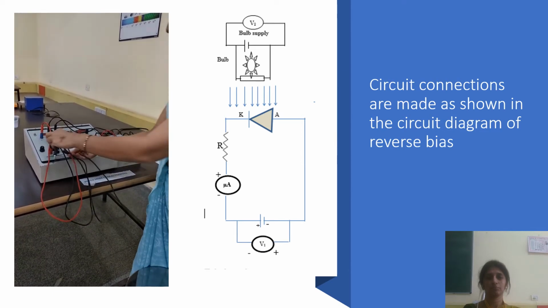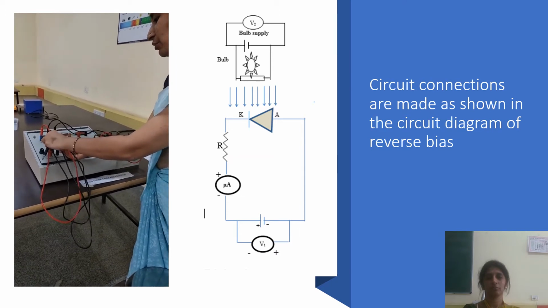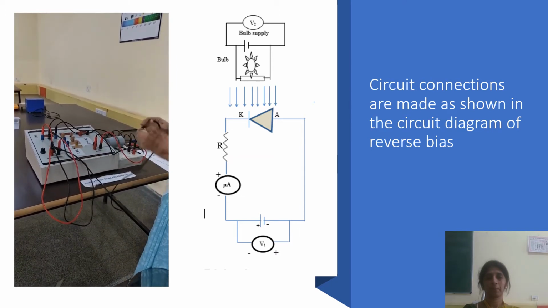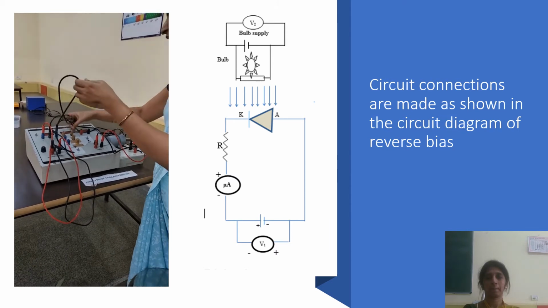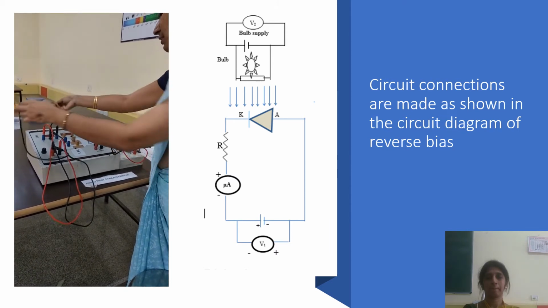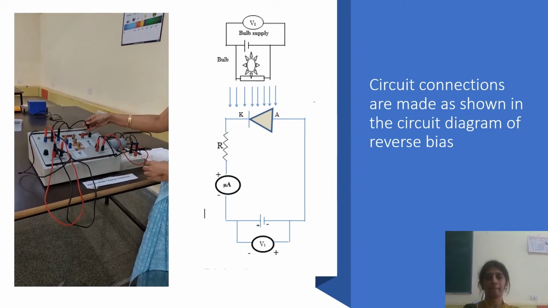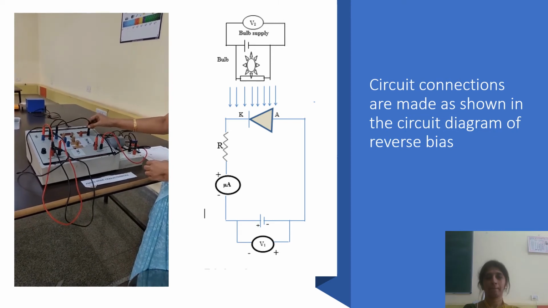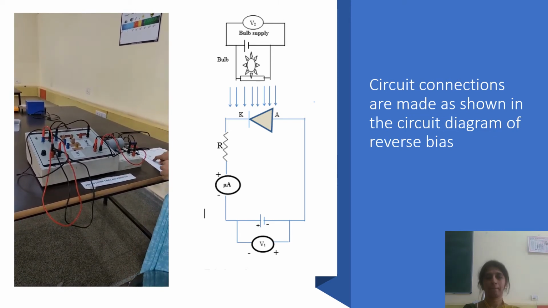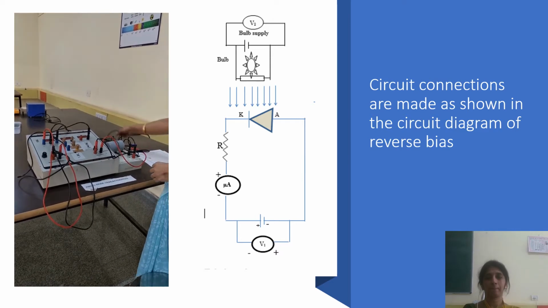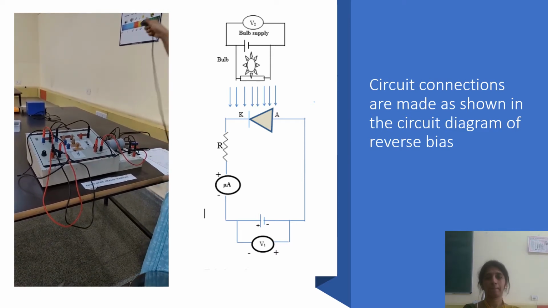From the positive of the battery it should go to the ammeter negative. So we have two ammeters here, one is milli, another is micro. I am using micro, so it goes to the negative of the microammeter. Next, from the positive of the microammeter it should go to the resistor.